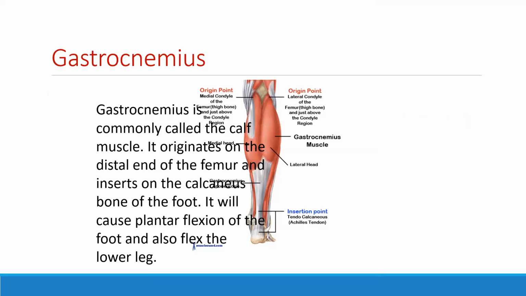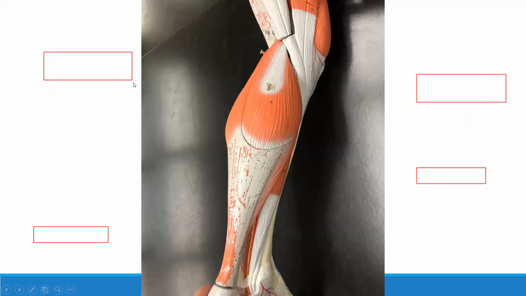So it's the calf muscle. It inserts on the calcaneus at the Achilles tendon. Its origins are from the medial and lateral condyles of the femur. Here we see a close-up of it. Medial head, lateral head. We don't see its origins up here, but they're right at the medial and lateral condyles.